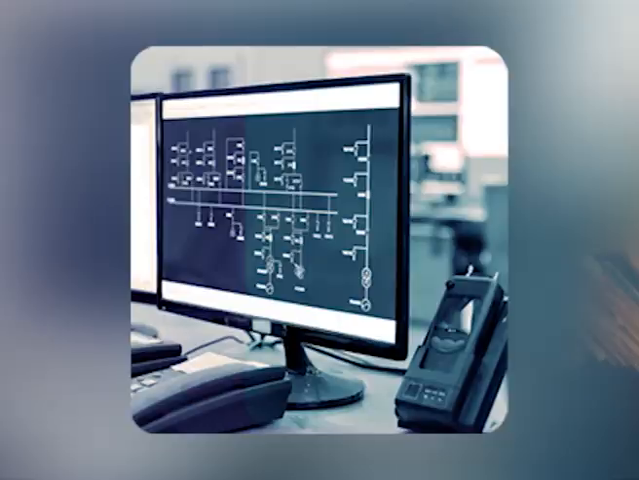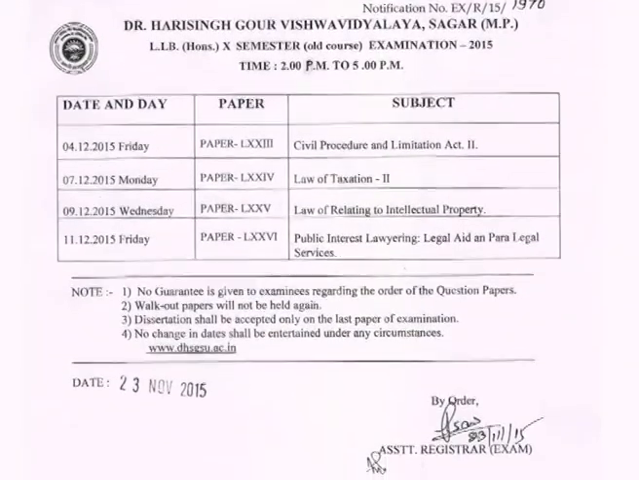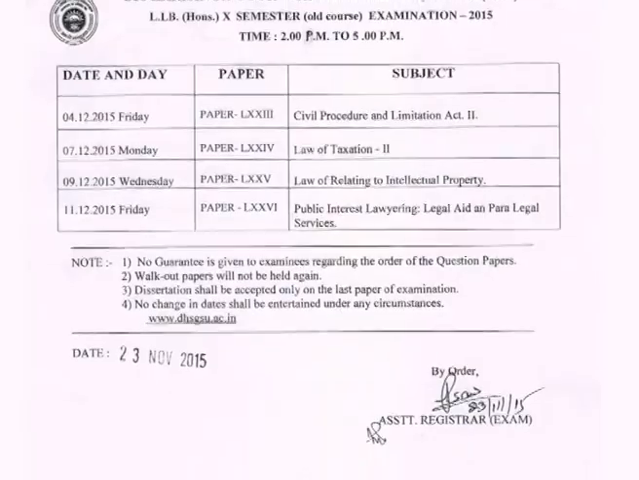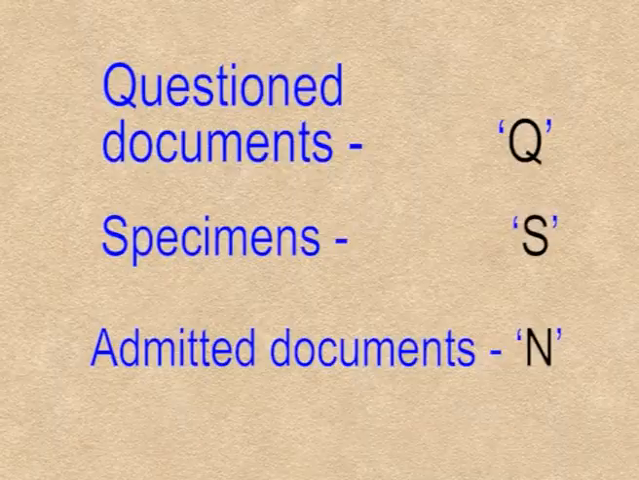Now, dispatching. You may agree with me that we are recognized by our names. It is one of our identities. Similarly, documents referred for examination need proper nomenclature. In common practice, the questioned documents are marked with Q, specimens are marked with S, and admitted documents by N series. Before sending the documents for examination, the marking of exhibits must be done.